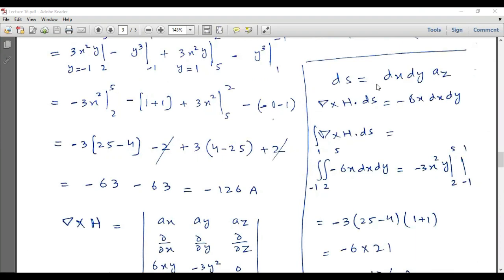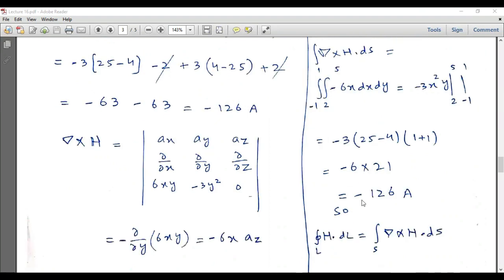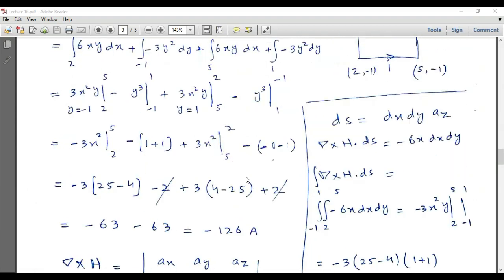So let's evaluate the surface integration. dS is equal to dx dy az, and del cross H dot dS will be equal to minus 6x dx dy, and its surface integration will be equal to this expression. y varies from minus 1 to 1, x varies from 2 to 5, and that will be equal to this expression. So let's put these limits, and after putting these limits we will get the answer of minus 126 amperes. So the right hand side of Stokes theorem is also equal to minus 126, which is the left hand side of the Stokes theorem. So Stokes theorem is verified in this example, and I hope you have understood the concept of Stokes theorem with the help of this example.